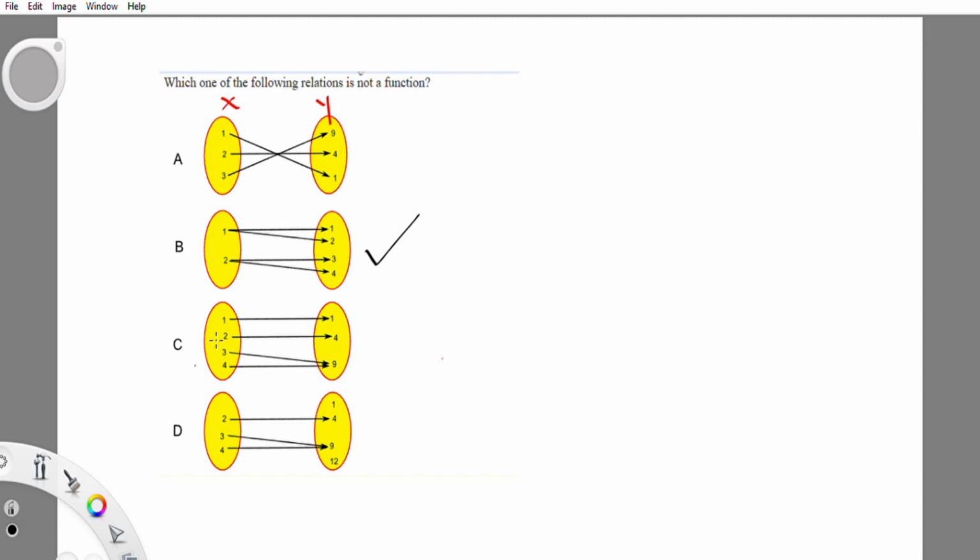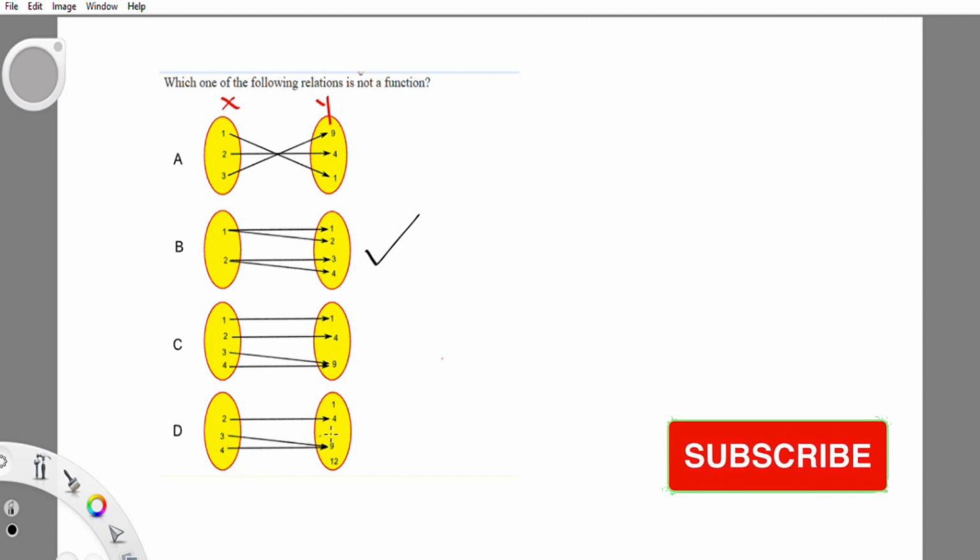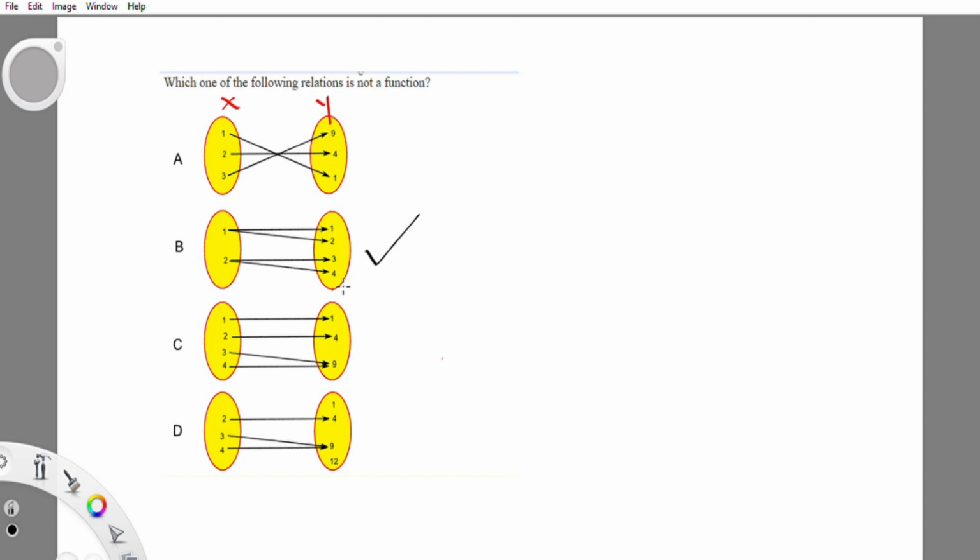Look at C. We have 1 to 1, 2 to 1. This is a function. Look at D. We have 2 to 4, we have 3 and 4 to 9. This is called many to one, and that is a function. When we have one to many, that is not a function. So that makes B the answer to this question.